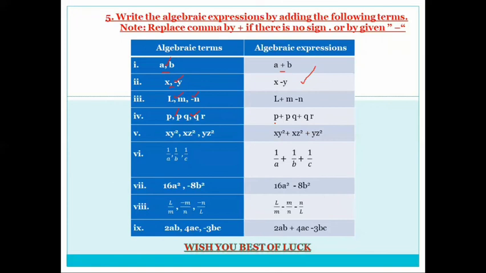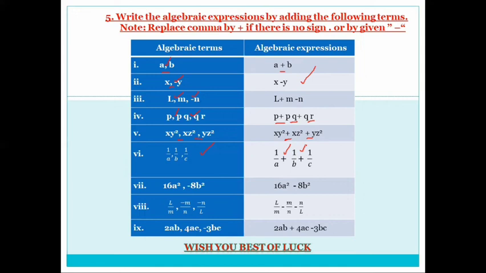Dear students, here p plus q, pq, and qr. In case of no sign, you understand there's the plus sign. And the same way, here is the comma. I will replace comma by plus. Right here plus, and also here plus. And in this sum number 6, we have to write only plus because there's no sign. Understood? There is the plus. I write 1 over a plus 1 over b plus 1 over c.